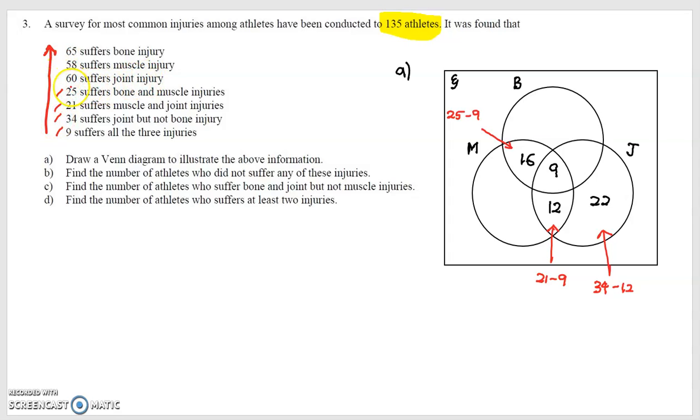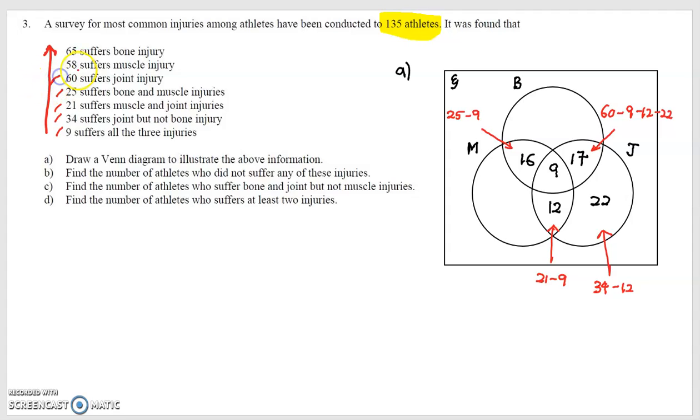Then we move on. 60 suffer joint injury. Untuk joint injury ni total dia 60. So sekarang semua dah isi dah, kawasan ni saja. So nak cari kawasan ni, we will use 60 minus 9, minus 12, minus 22. So here suppose is 17. Next we move on.